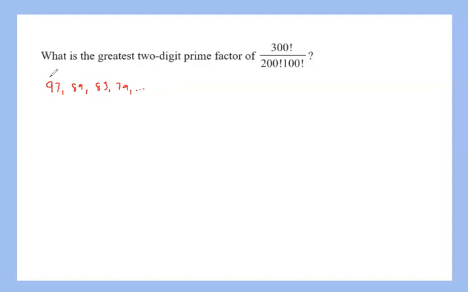So 97 is the largest one, but is this achievable? How many 97s are in this number? Let's go ahead and list them. If you divide 300 by 97, it's going to be 3 times, right? So you can just multiply this by 3, which will be 291. Let's go ahead and understand what I'm talking about.